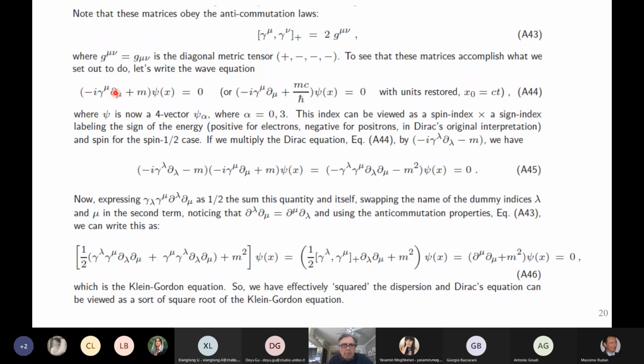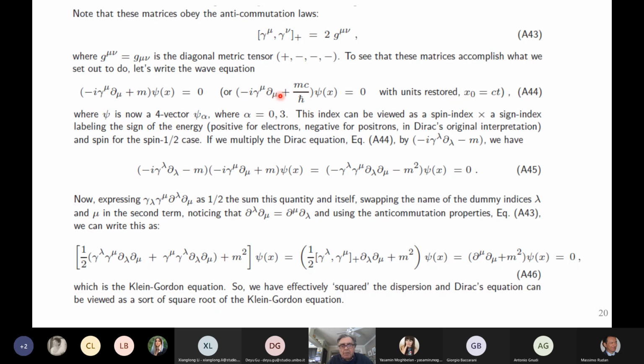So the P becomes a time derivative or spatial derivative, depending on what mu is. The mu is the usual Einstein's notation in which I imply that the sum over a repeated index is performed. In units in which h bar and c are equal to 1, it takes this form. Restoring all the units, it takes this particular form.